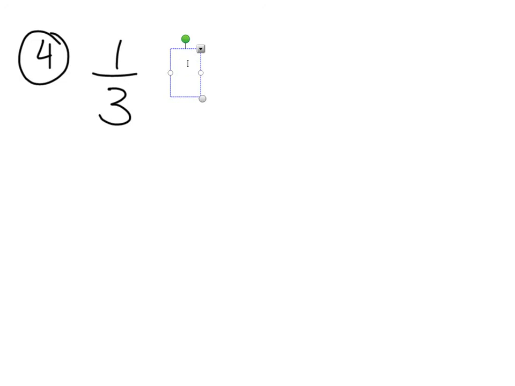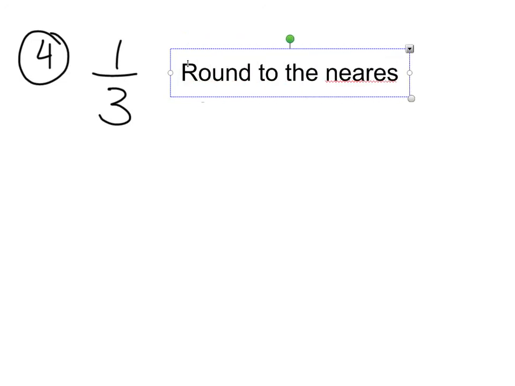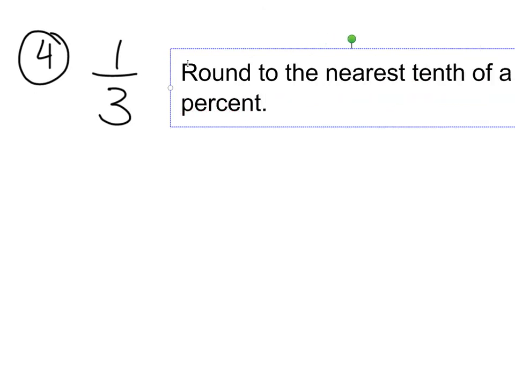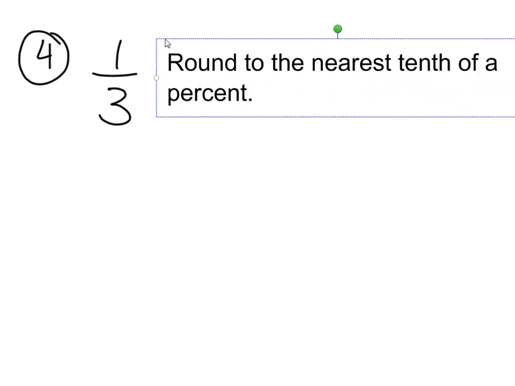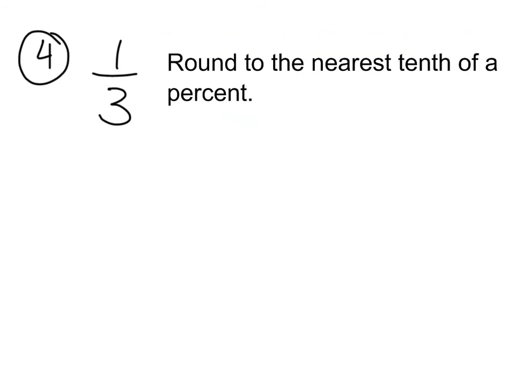And let's say we are asked to write 1/3 as a percent. But let me give you extra directions, and let's see if I can type it and cheat. I'm going to say we are going to round to the nearest tenth of a percent. So when we want to look at this guy, we are going to have a percent that has to be rounded to the nearest tenth of a percent.